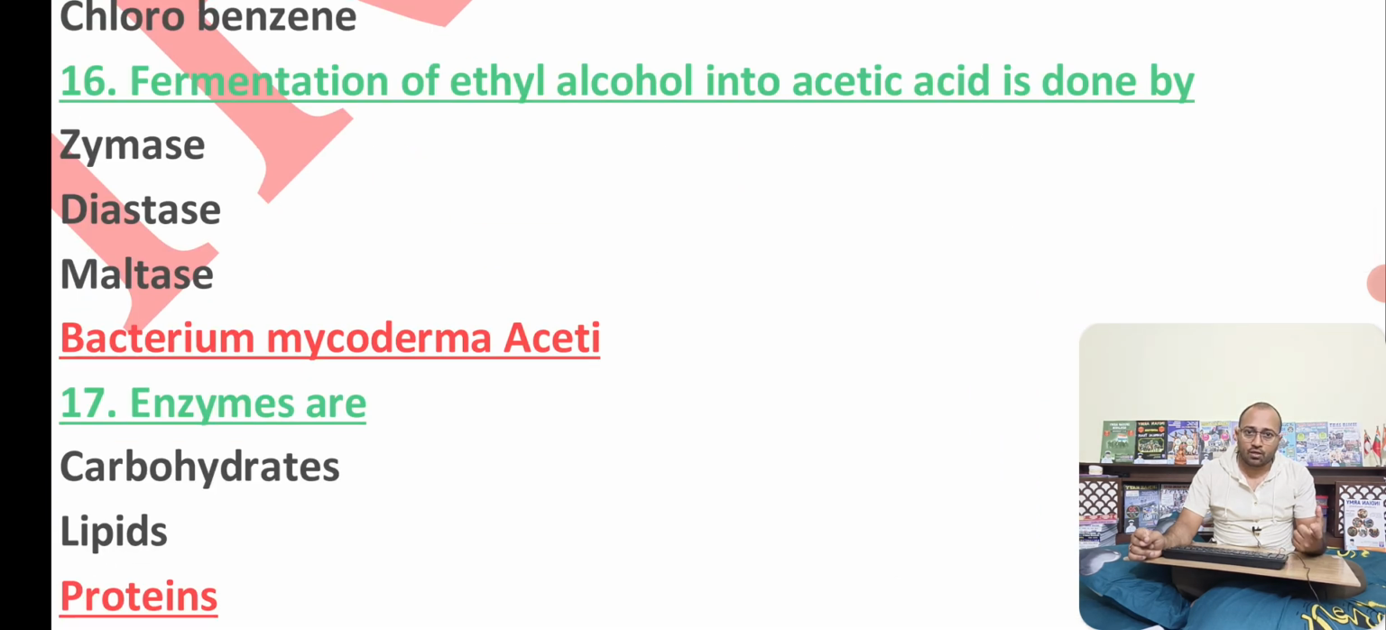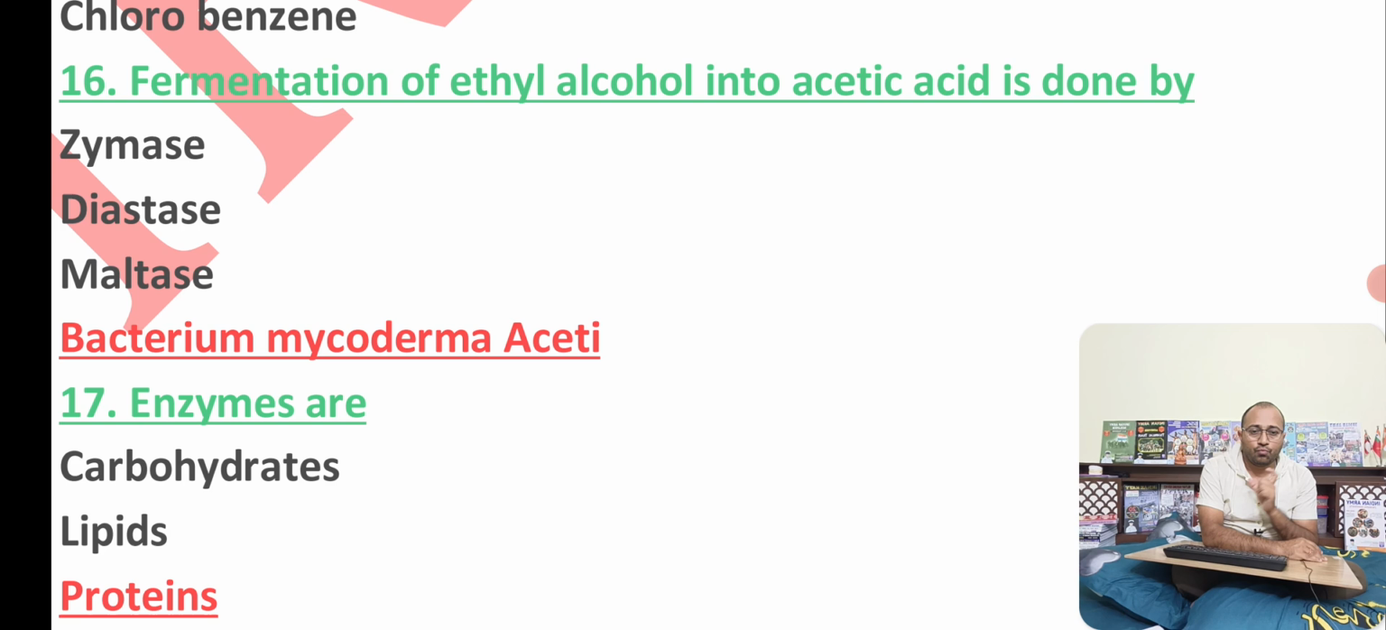Fermentation of ethyl alcohol into acetic acid is done by the bacterium known as Mycoderma aceti. So you should know about this fermentation process. What is happening? Ethyl alcohol is converting into acetic acid, which is fermentation. What bacterium is used in this? Mycoderma aceti.